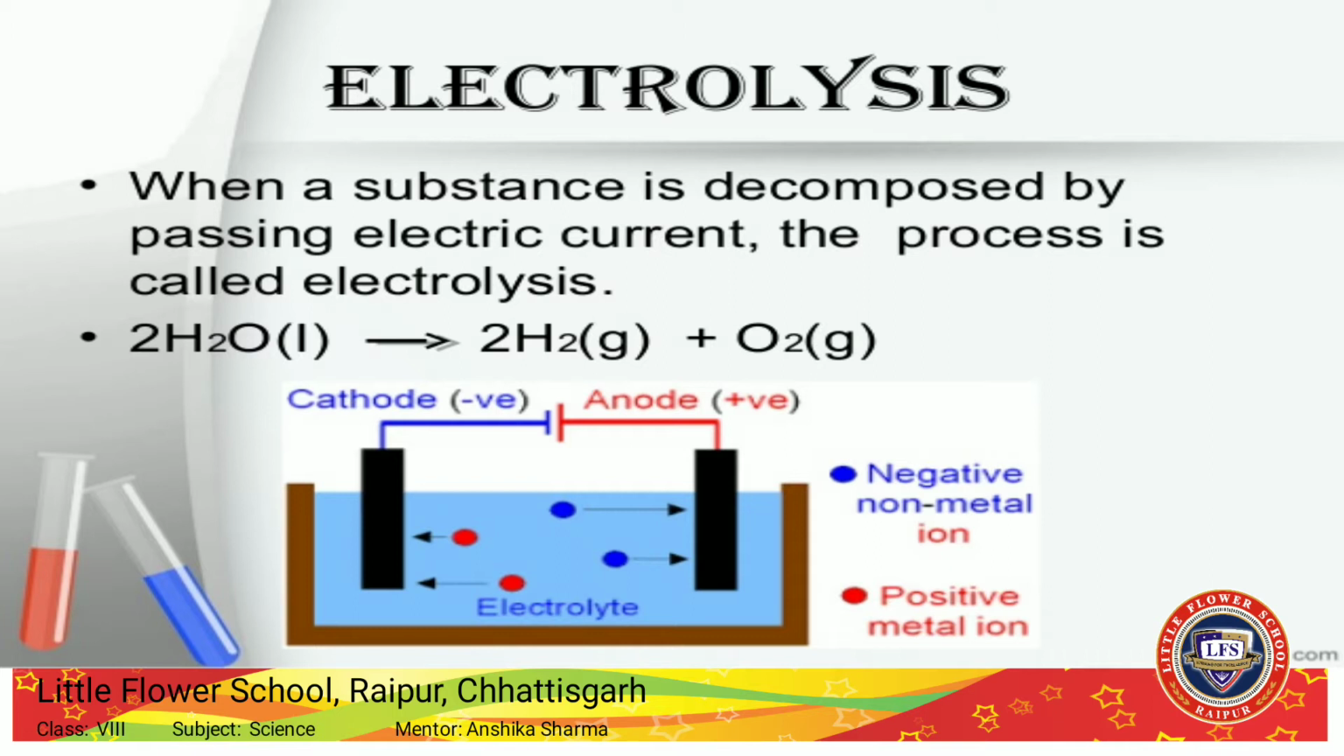2H2O, we break this, so we get 2H2 plus O2. Here is the picture of electrolysis. Here cathode is negative, anode is positive.